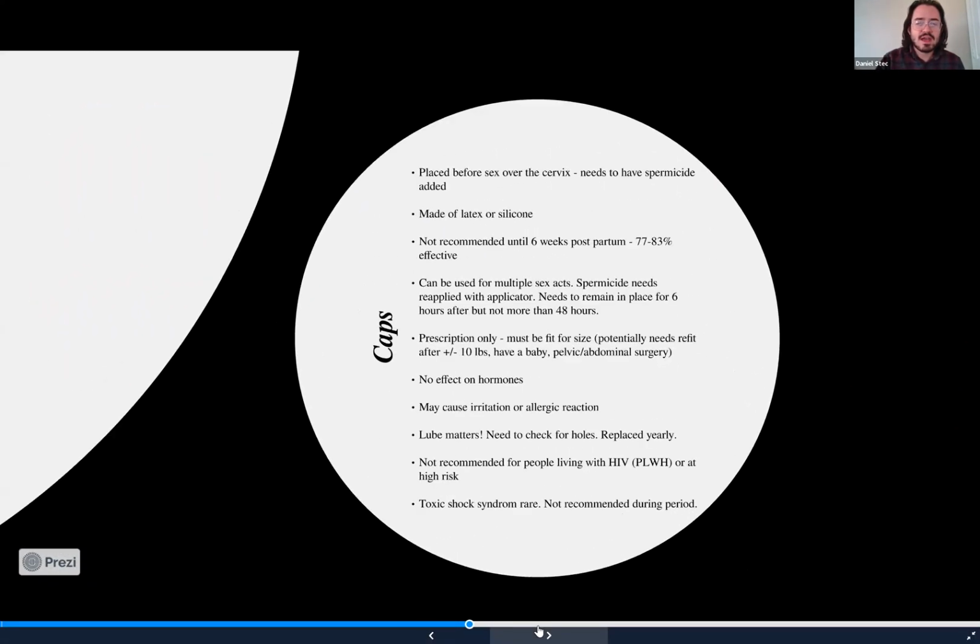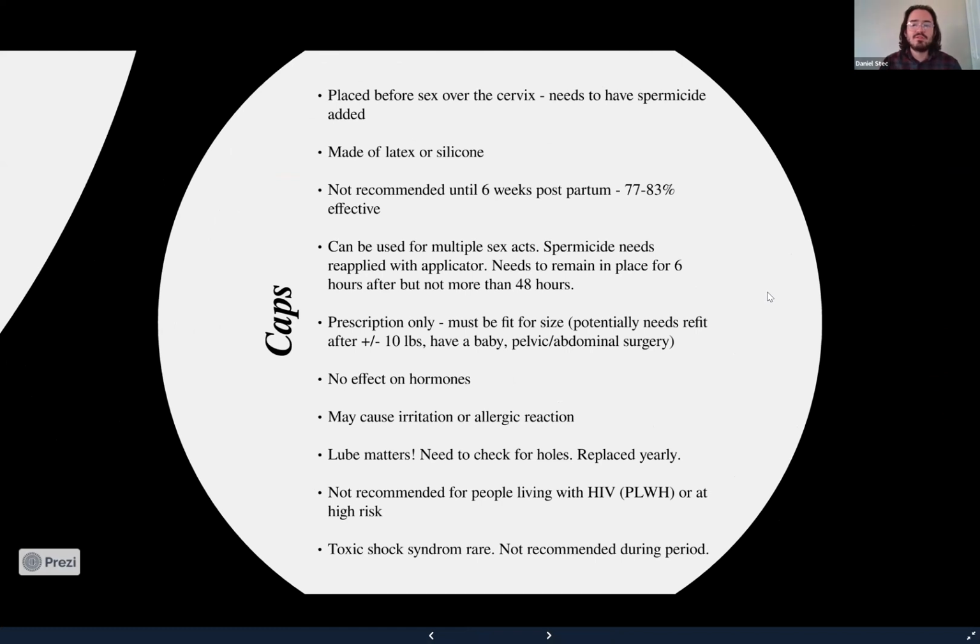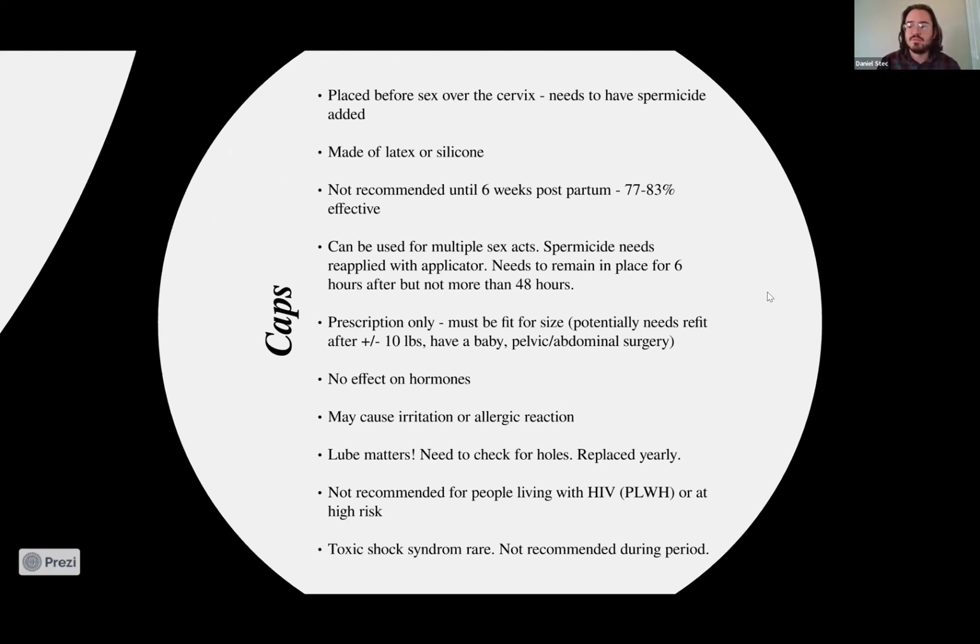So now we'll move on to caps. Very similar. These caps are a small plastic dome that again fit over the cervix. They are smaller, and so they stay in place via suction around the cervix. So it also acts as a barrier to keep sperm from entering the uterus, and it should be used with spermicide as well.